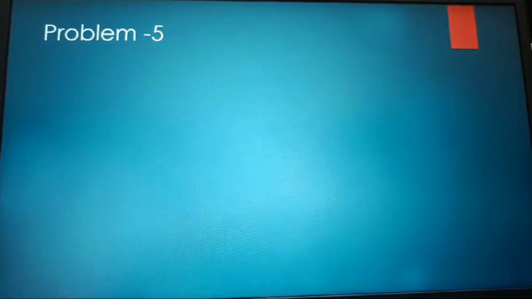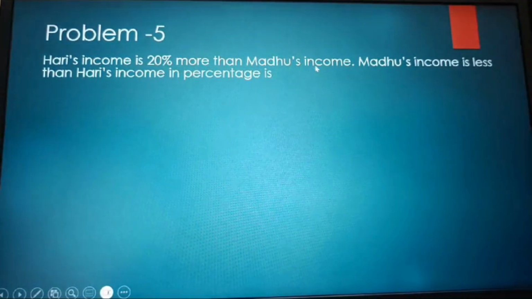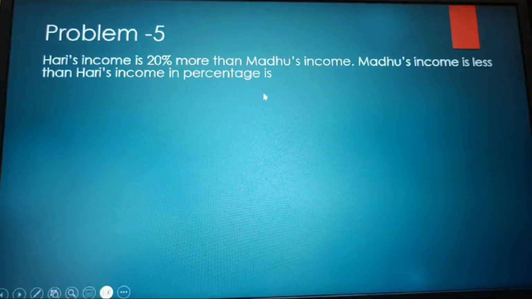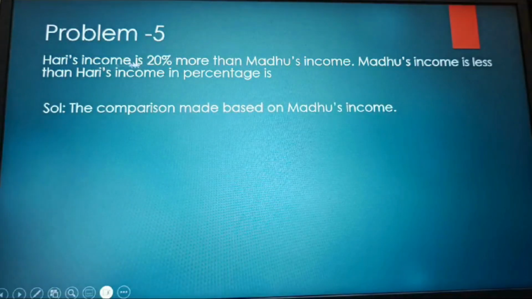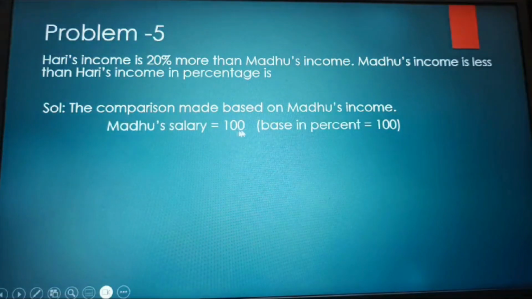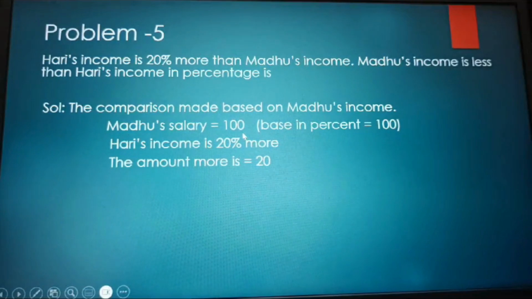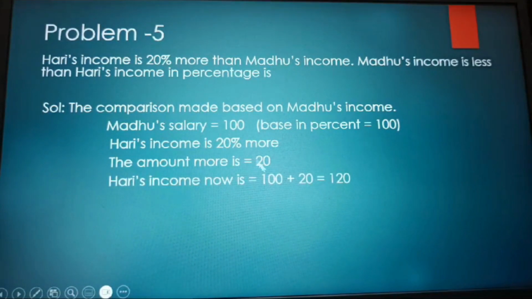Now the fifth problem is Hari's income is 20% more than Madhu's income. Then Madhu's income is less than Hari's income by how much in terms of percentage. So here in the first session, Hari's income is compared with Madhu's income. So Madhu's income becomes the base. So it is treated as 100 as we are comparing in percent. So Hari's income is 20% more means it is 20 points more than Madhu's income. So Hari's income becomes 100 plus 20, 120. So now we are going to find the percentage of 20 in terms of 120.